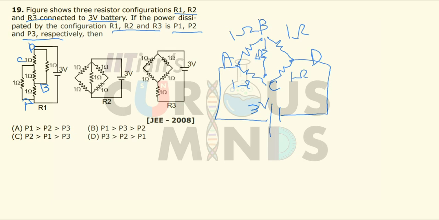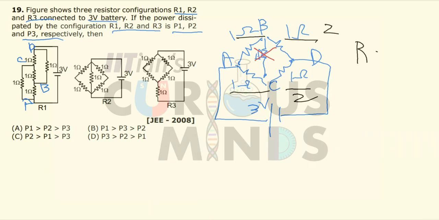Now in this case, the equivalent resistance will be equal to, you can clearly see this is a Wheatstone network. So in this Wheatstone network, there will be no current through the central part, so I can remove that resistance. Basically I will get 1 ohm and 1 ohm in series, which will be equal to 2 ohm, and this will also give 2 ohm. 2 ohm and 2 ohm in parallel will give me 1 ohm.